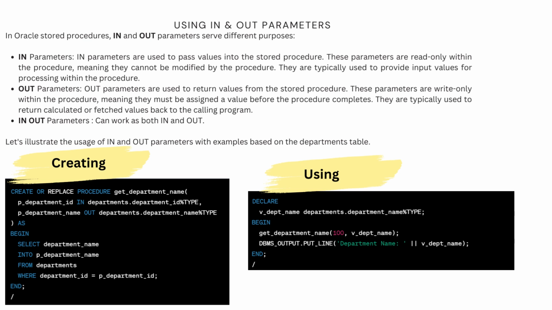Out parameters are used to return values from the stored procedure. These parameters are write-only within the procedure, meaning they must be assigned a value before the procedure completes. They are typically used to return calculated or fetched values back to the calling program. In-out parameters can work as both in and out. Let's illustrate the usage of in and out parameters with examples based on the departments table.